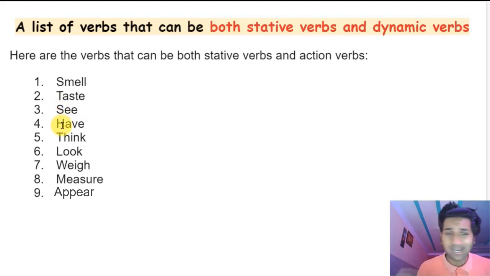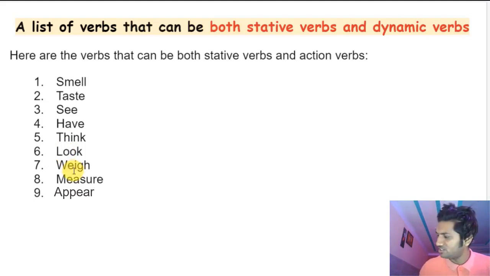Have, to possess something. I have a computer. I have a TV. Think, right? To have an opinion. I think we should not leave the place. I'm not doing anything. I am just indicating. I am showing my opinion, right? I think we should do this. I think we should not do this. Look, you look amazing. You look pretty. So you're not doing anything. You are in a particular state.